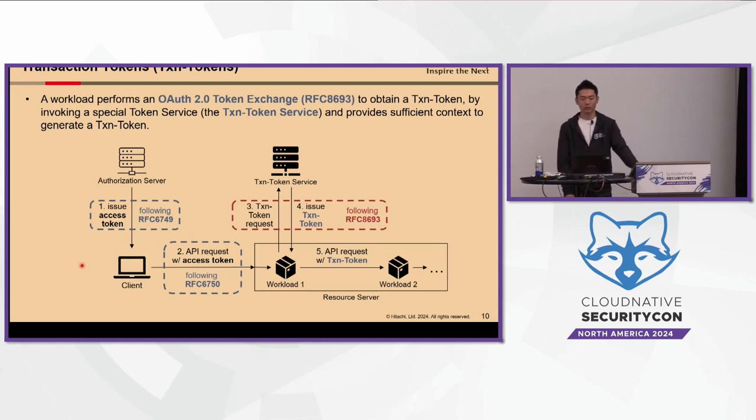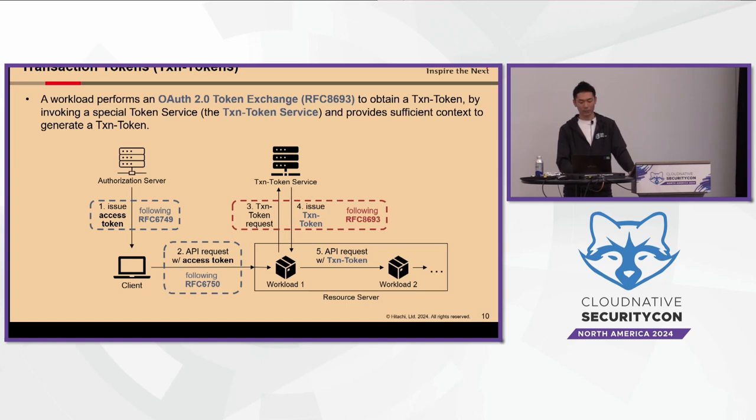Next, how to issue a transaction token. A workload performs an OAuth 2.0 token exchange defined by RFC 8693 to obtain a transaction token by invoking a special token service called the transaction token service, and provides sufficient context to generate the transaction token.